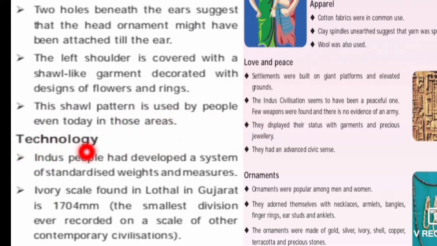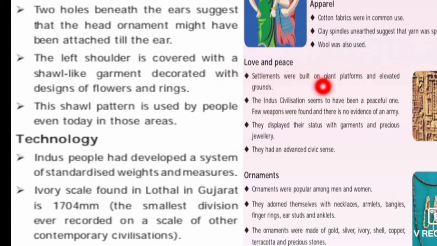Next is technology. Indus people had developed a system of standardized weights and measures. The ivory scale found in Lothal in Gujarat has a smallest division of 1.704 mm, the smallest division ever recorded on a scale of any other contemporary civilization. Next is apparel. Cotton fabrics were in common use. Clay spindles unearthed suggest that yarn was spun. Wool was also used.